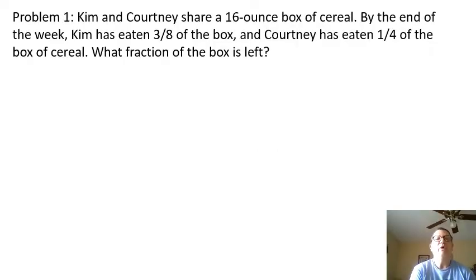Okay, let's take a look at problem 1. Kim and Courtney share a 16-ounce box of cereal. By the end of the week, Kim has eaten 3/8 of the box. Courtney has eaten 1/4 of the box of cereal. What fraction of the box is left?